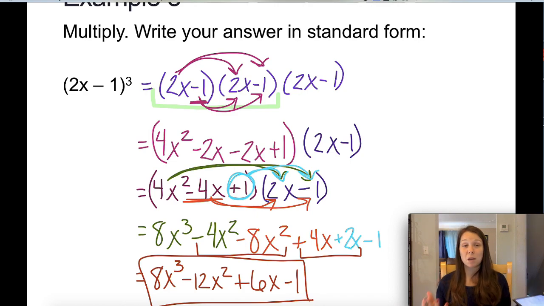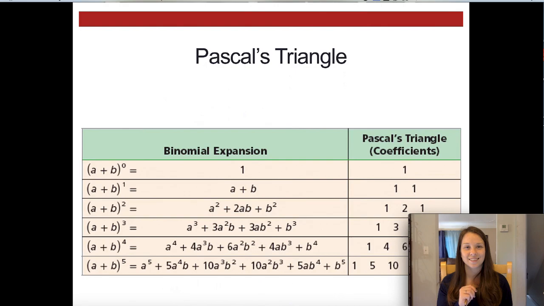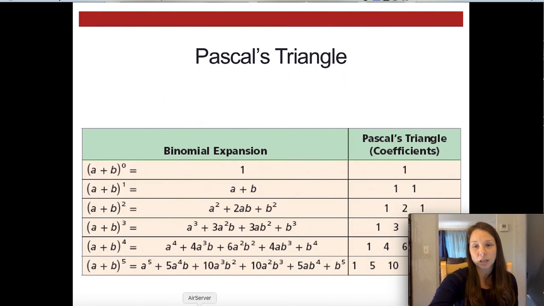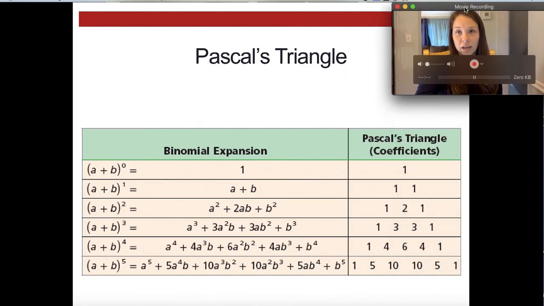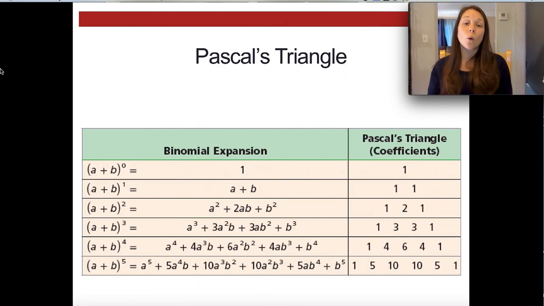And what if this problem had been 2x minus 1 to the power of 16? That would be an incredibly lengthy process. And mathematicians recognize that there is a pattern happening whenever we have a binomial, or 2 terms, raised to an exponent. So this is where Pascal's triangle comes into play. Pascal's triangle says that when you are expanding a binomial, and I'll move my floating head around a little bit, here we go, the coefficients in front of each of those terms are the same as what Pascal's triangle says.